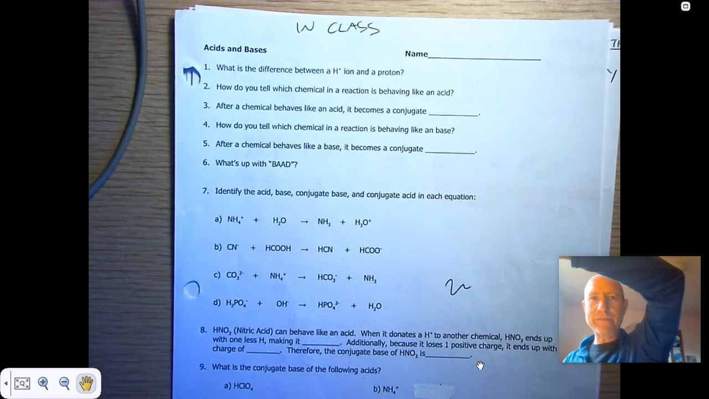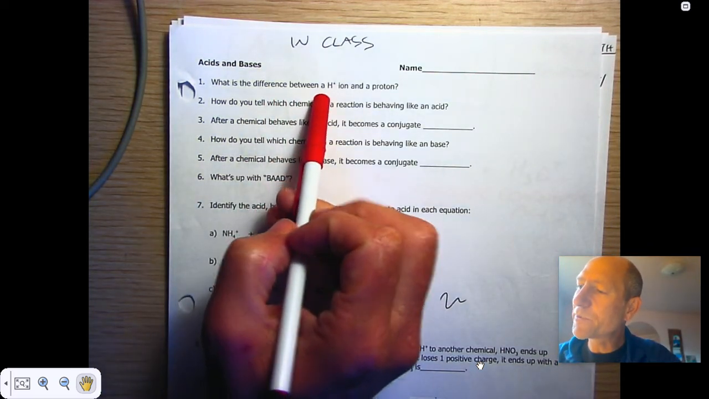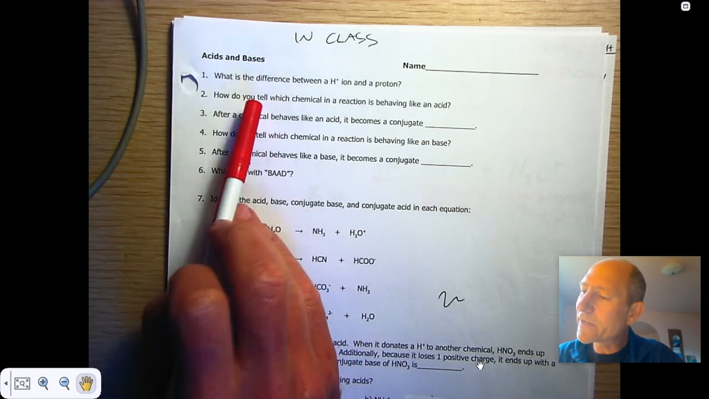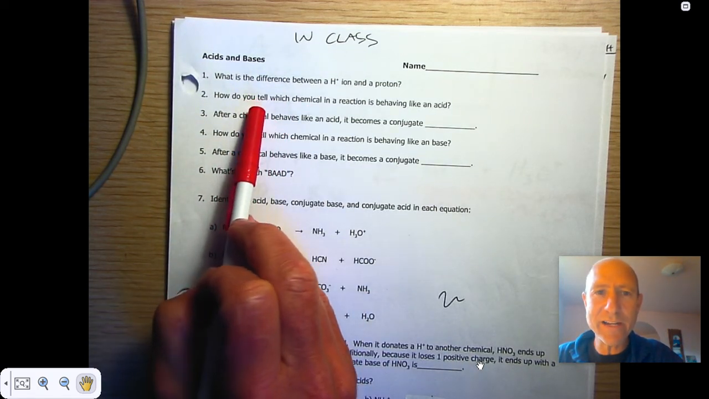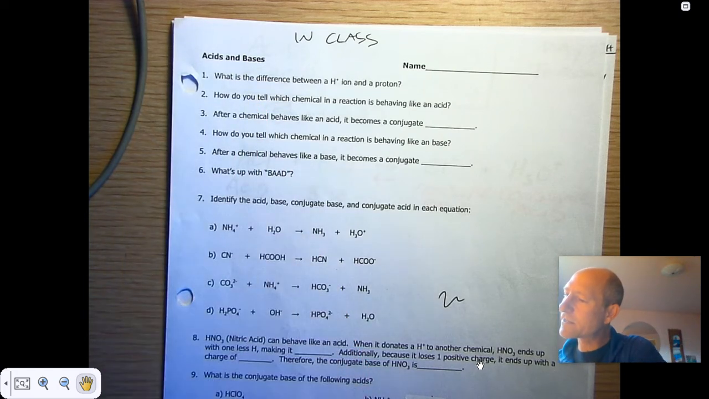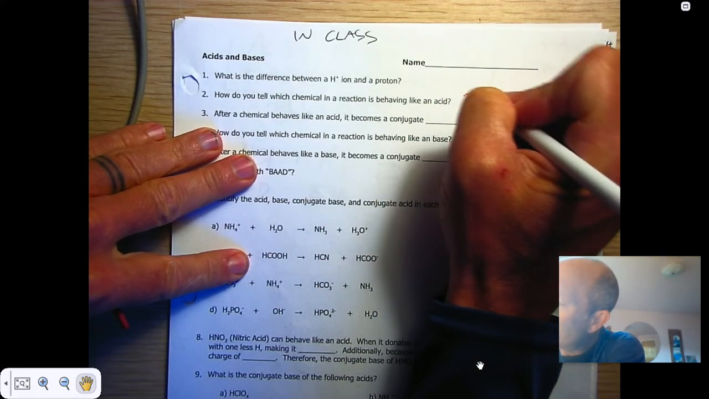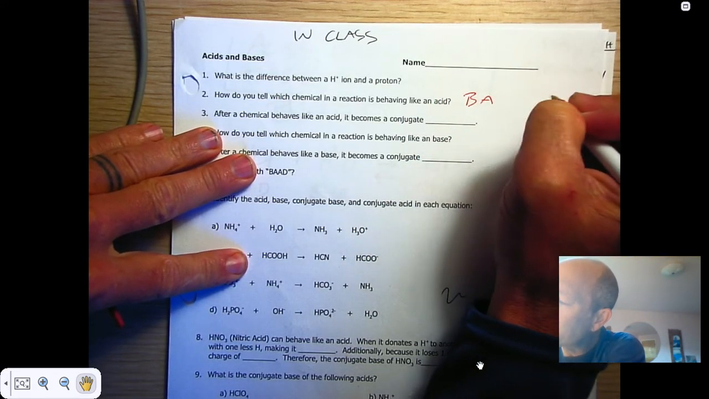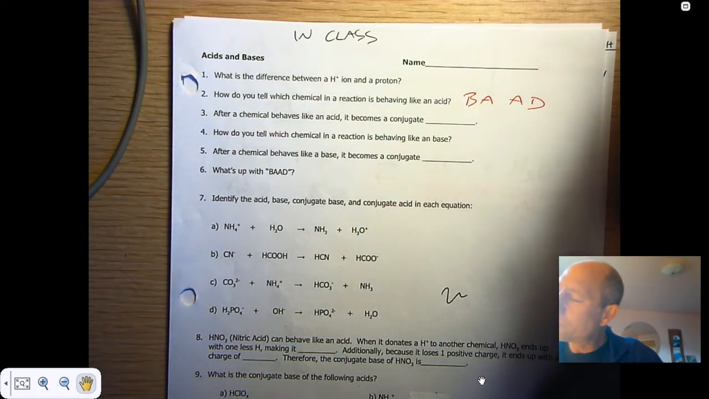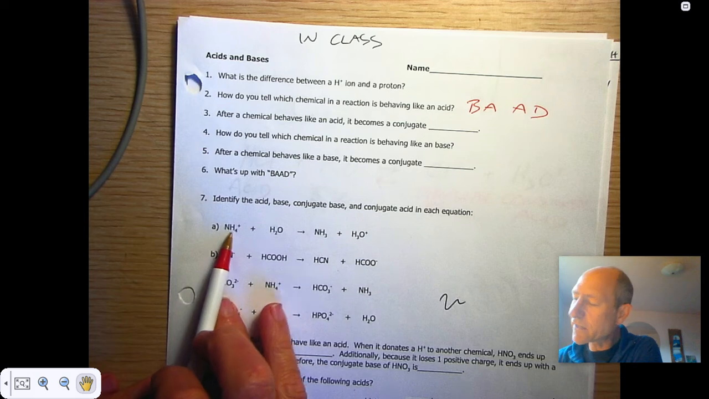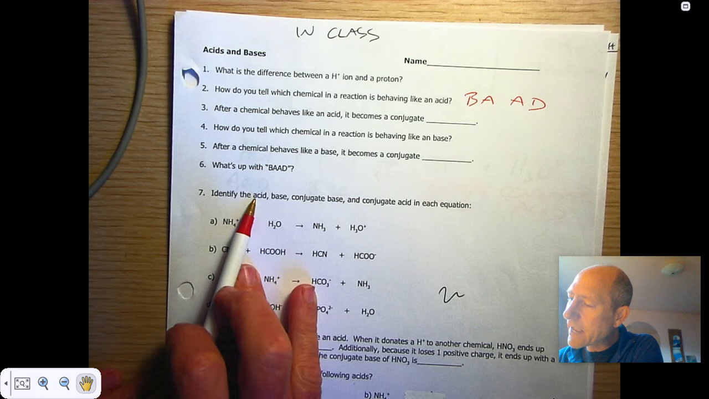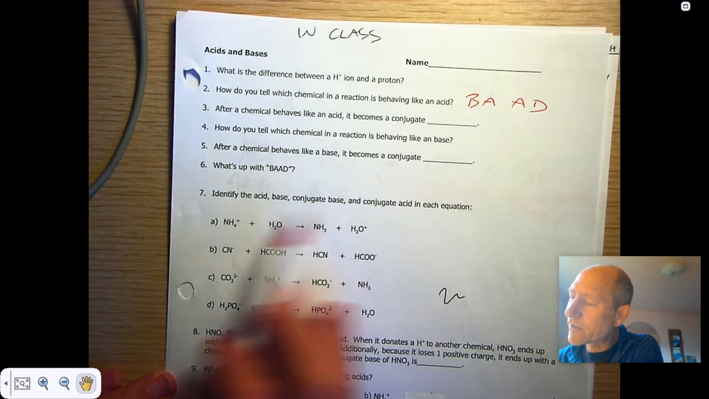A lot of this stuff is from last time, like what's the difference between a hydrogen ion and a proton? Nothing. This one's the crucial one right here. How do you tell which chemical in a reaction is behaving like an acid? Well, you remember that bases accept protons and acids donate protons. So what you need to do is look at this, and if you just look right here, you can't tell if it's acting like an acid, a base, a conjugate base, or a conjugate acid.